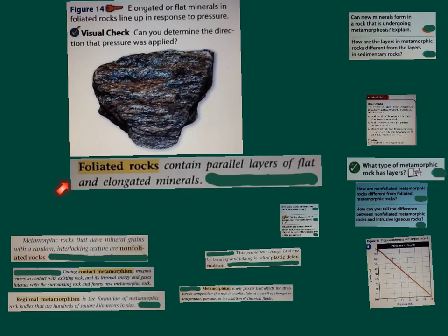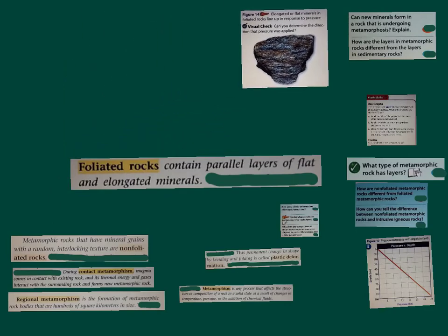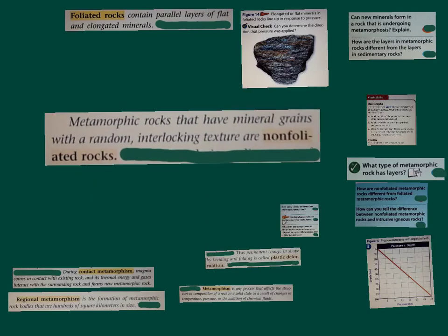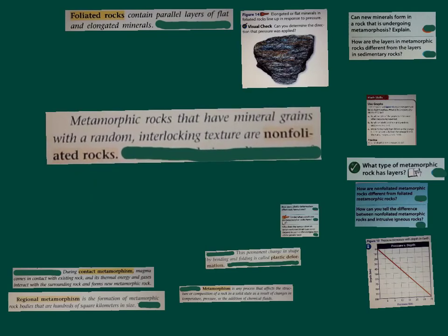Non-foliated rocks. Metamorphic rocks that have mineral grains with a random interlocking texture are non-foliated rocks. There is no obvious alignment of the mineral crystals in a non-foliated metamorphic rock. Instead, the individual crystals are blocky and approximately equal in size. This crystalline texture differs from an igneous rock in that the minerals are generally uniform in color, as opposed to multicolored, as in igneous rocks such as granite.